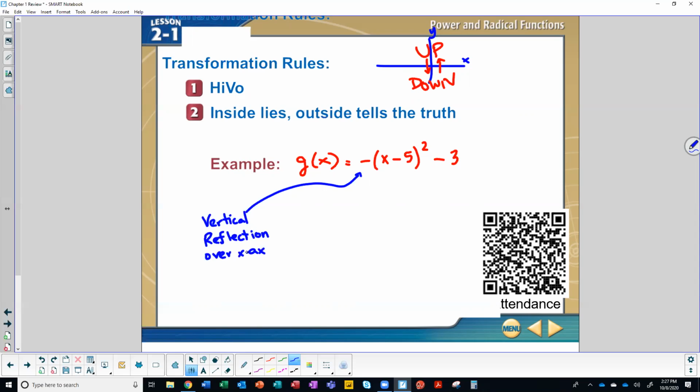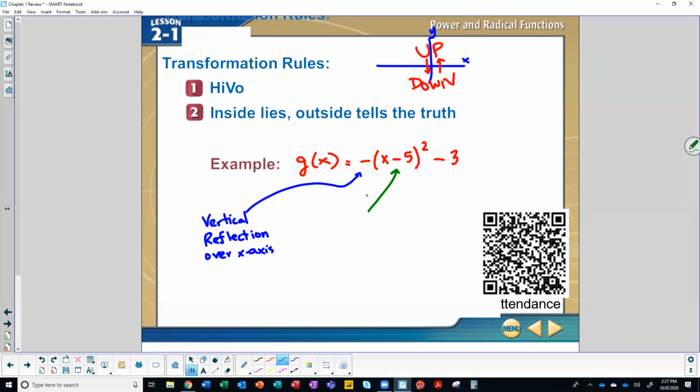Over the x-axis. This is tricky because it's a vertical reflection, so what letter do you think it should be if you think of vertical? We would normally think y, but it's talking about which axis you are going over. We're reflecting over the x-axis, so that's actually how it's going to be written. Next transformation is right here. Notice this problem has a 2 up here, so it's not going to be an S-curve. What does a squared graph look like? A parabola. Yes, this one is going to be a parabola.